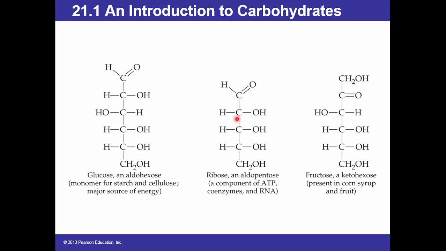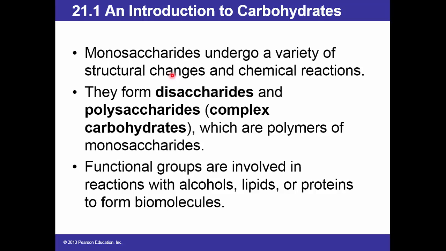Here we have a 5 carbon sugar, an aldopentose called ribose, a component of ATP, coenzymes, and RNA. Then we also have a 6 carbon sugar called fructose, a ketohexose, and this is present in corn syrup and fruit.